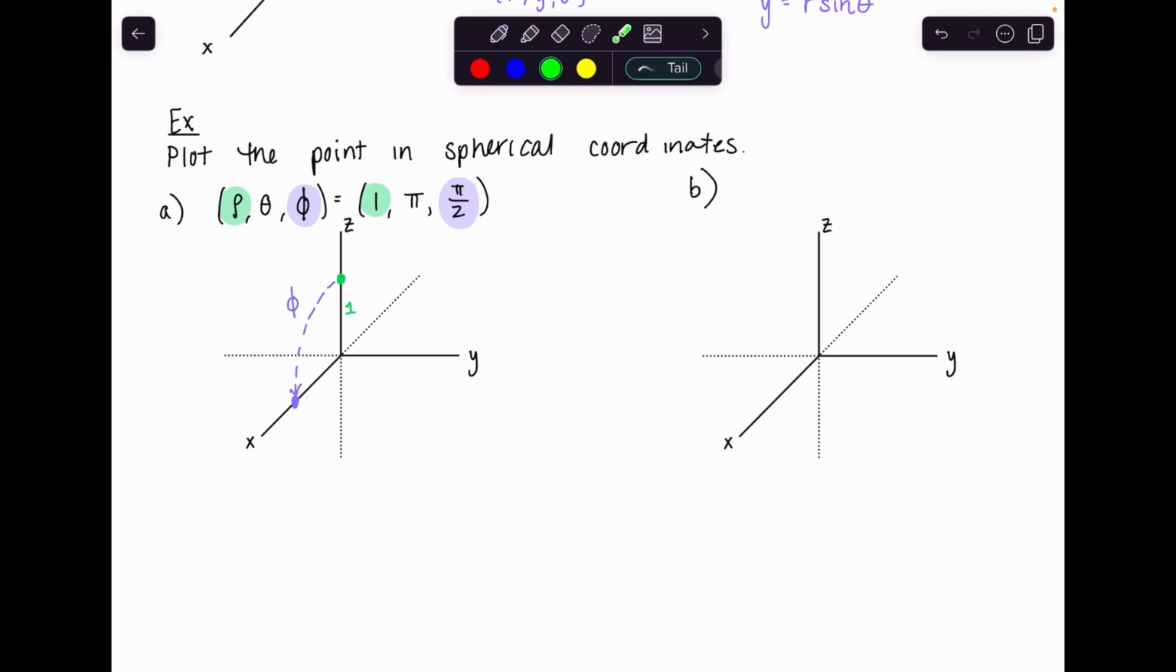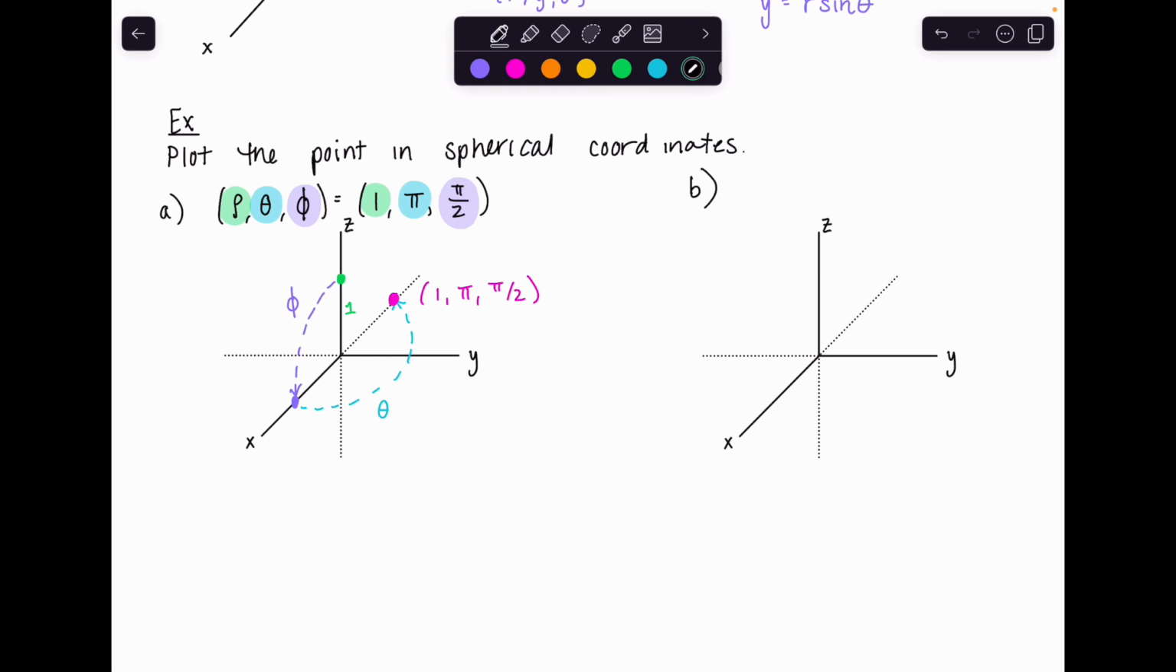Now I've utilized both rho and phi. I want to go ahead and from this point plot my theta value. And in this case, our theta is going to be pi. So from this point, I'm going to swing around a distance of pi in the xy plane. So that's going to bring us all the way back over here. And so this is where our point ends up landing. Make that a different color to make it easy to distinguish. So this is our theta value. So this point here gives us 1, pi, pi over 2 in spherical.